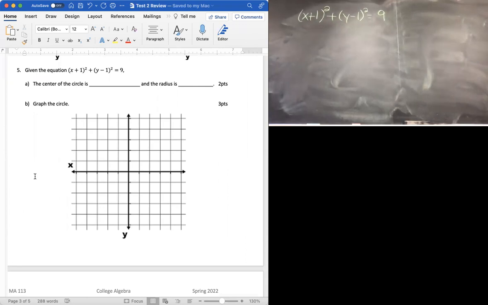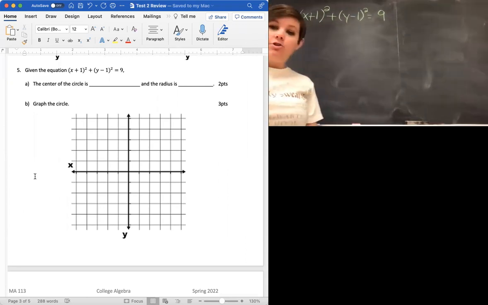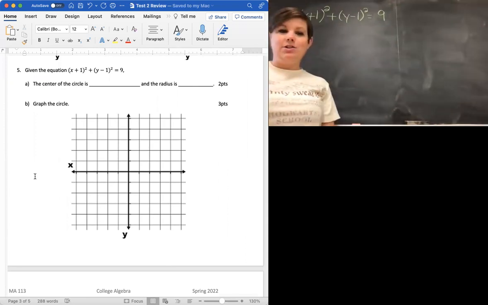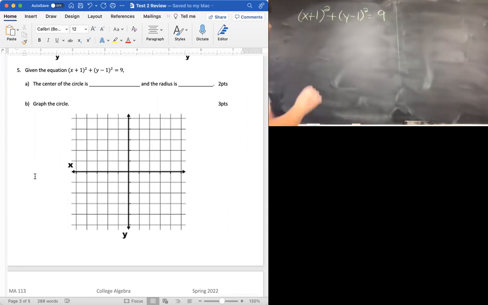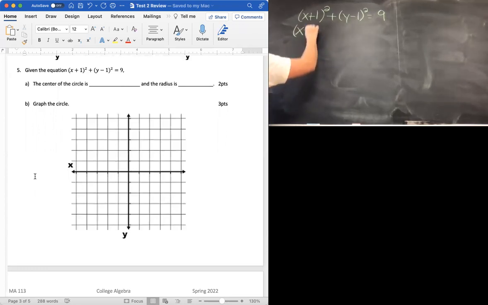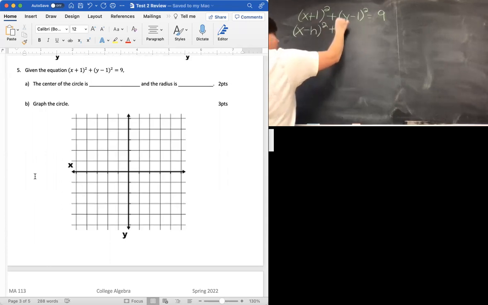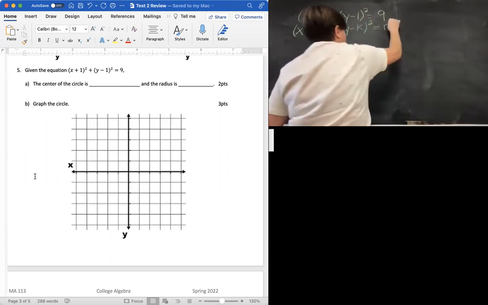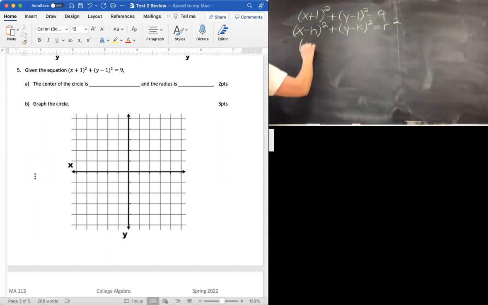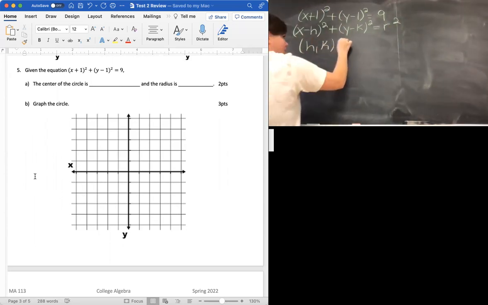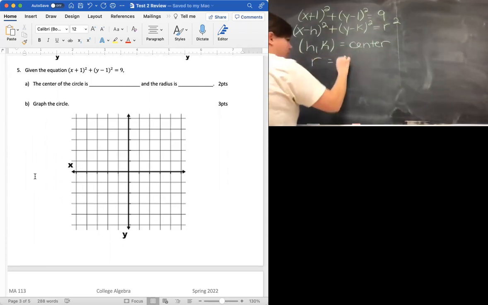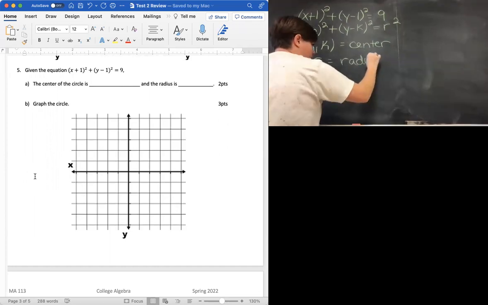So the first thing you have to do is realize they gave you the circle in general form, which is lovely because from that we can find the center and the radius very quickly. Remember, the general form says x minus h squared plus y minus k squared equals r squared, where h, k is your center and r is your radius.